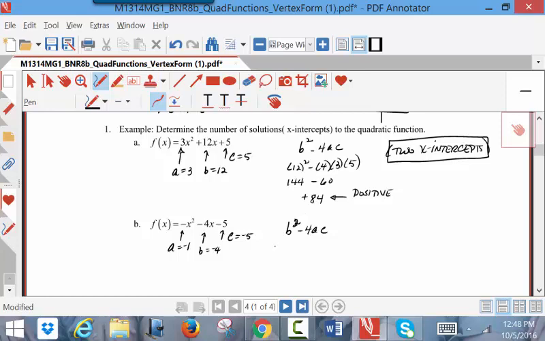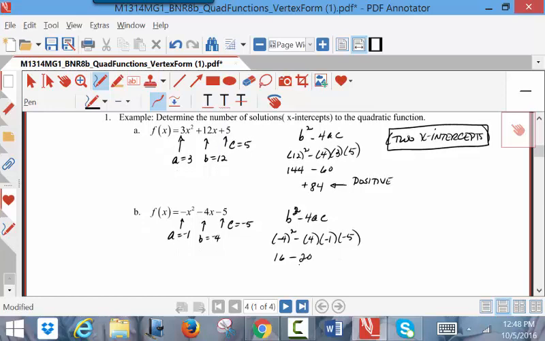Okay, B squared would be negative 4 squared minus 4 times A times C, and be sure you get that B is negative 4 and C is negative 5. So this is a positive 16 minus 4 times negative 1 is negative 4, and negative 4 times negative 5 is positive 20. So this becomes a negative value.